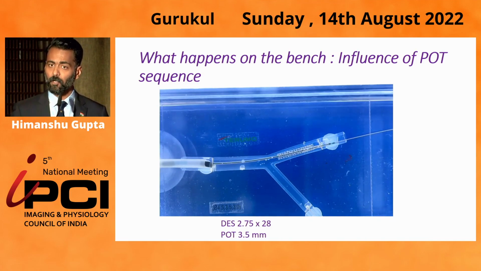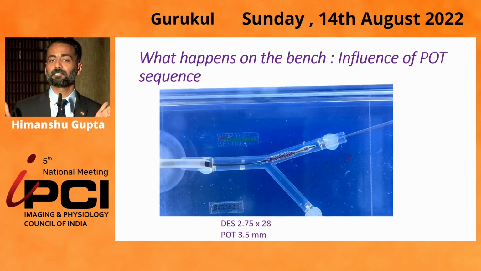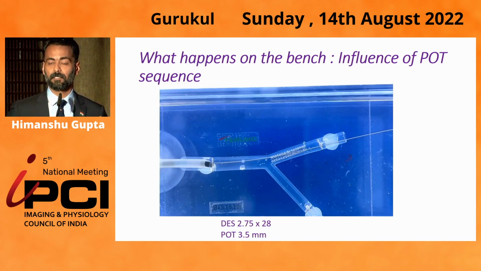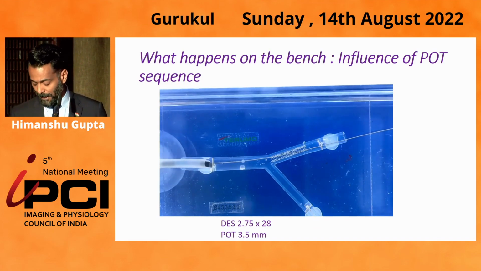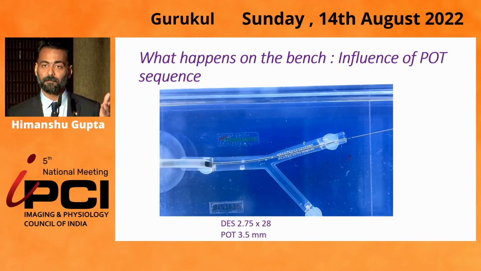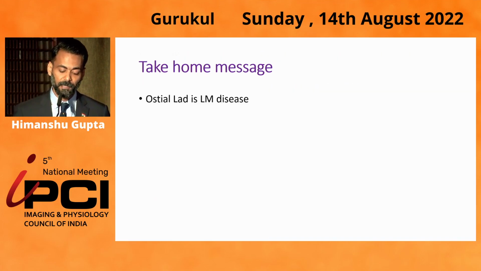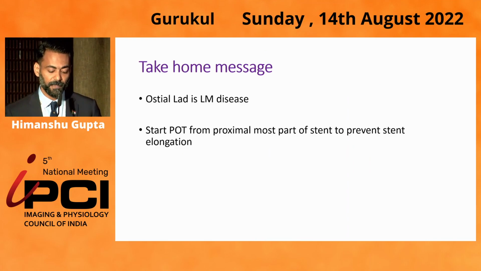So this has been well documented now also with some studies from Japan, but probably changing the POT sequence, which I suggest, will manage this, because if you do the first POT at the proximal part of the stent, it gets fixed and then it does not elongate backwards. So that is what probably happens in these cases, and that is why the ostial LAD always comes back. So ostial LAD is probably a left main disease.